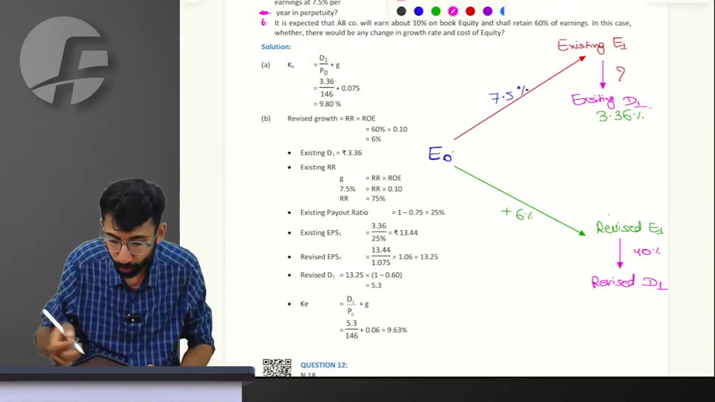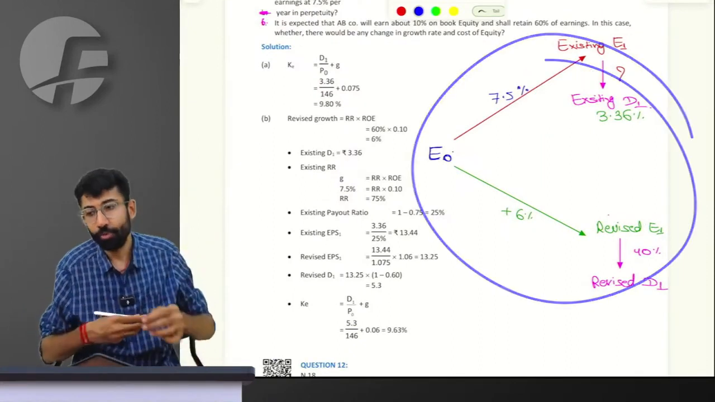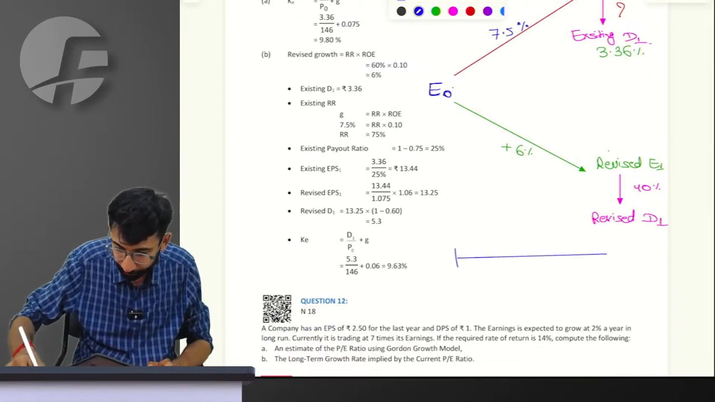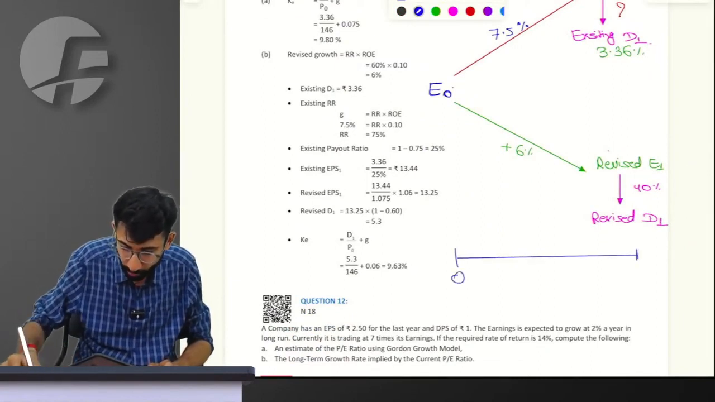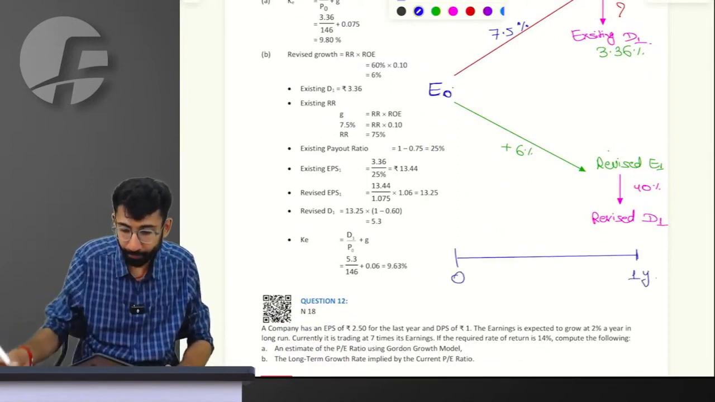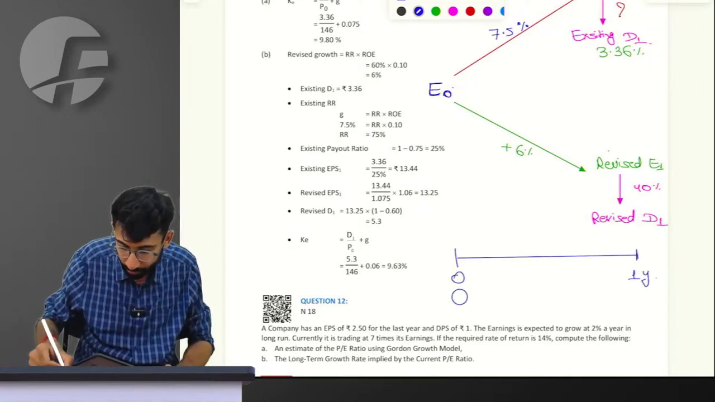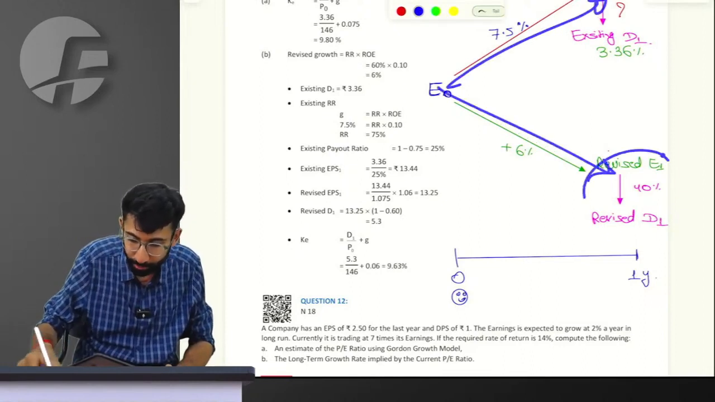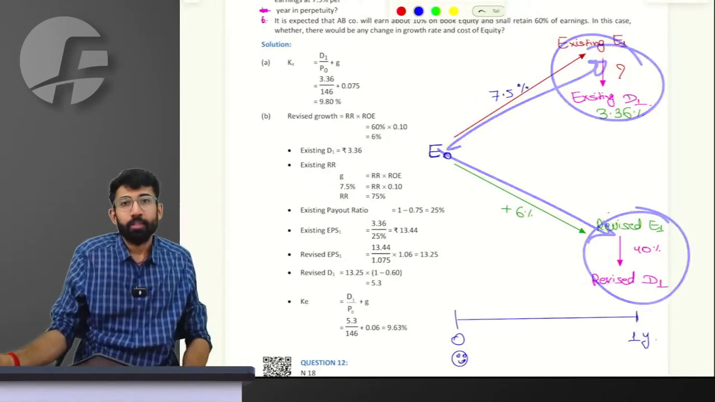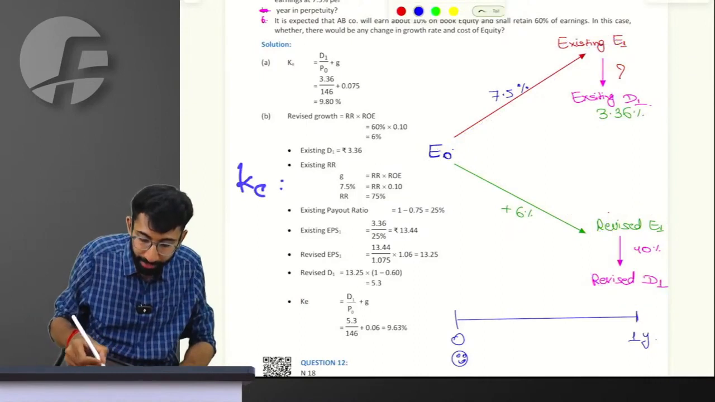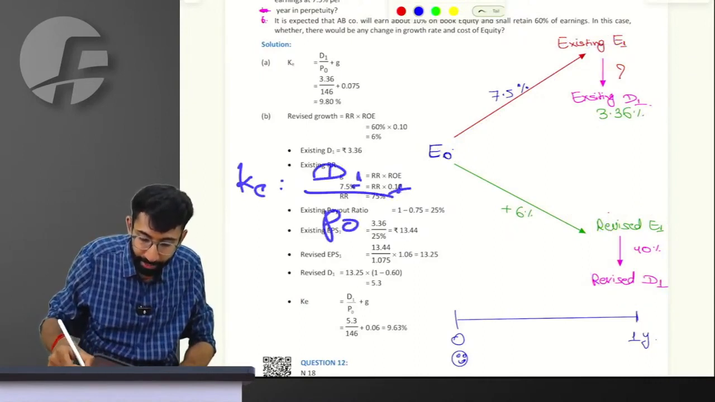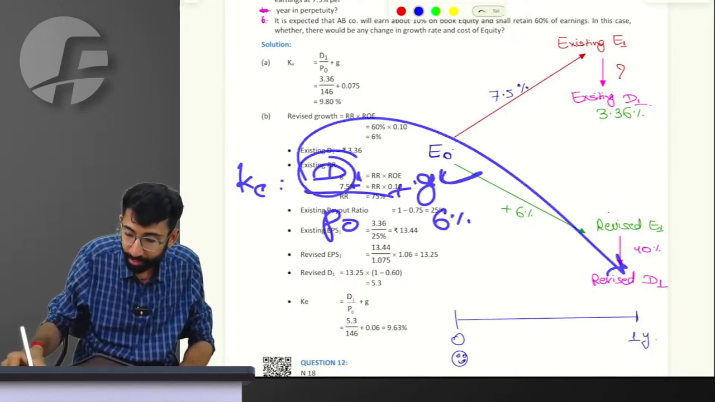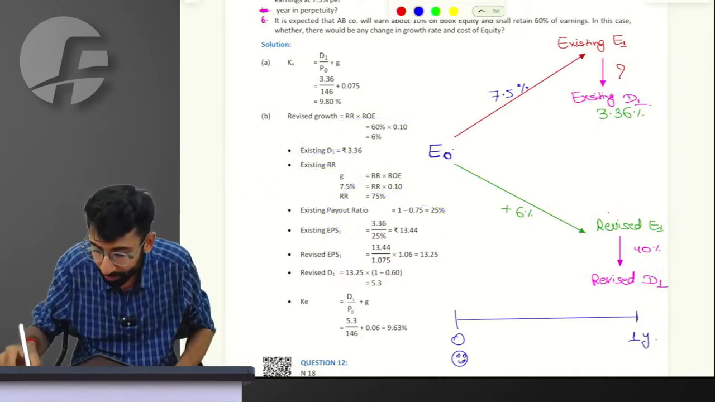That is how the flow should be. Could I explain this with complete clarity, where on my timeline it is 0 year, it is 1 year. Where I stand, I stand here and I was estimating this future and now I am estimating that future. So when I go to calculate KE, it is D1 divided by P0 plus G. Point is G is 6%, which has changed, but even my D1 will change. How do you calculate this D1?